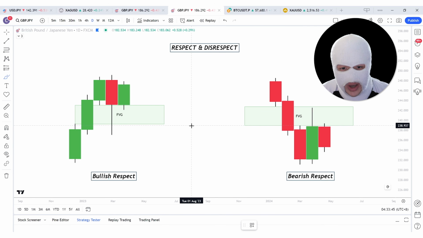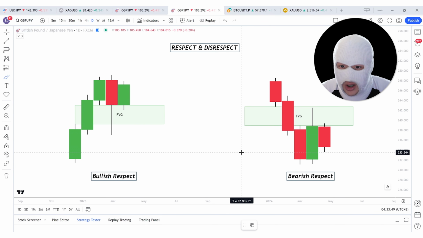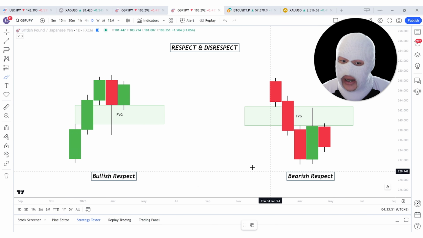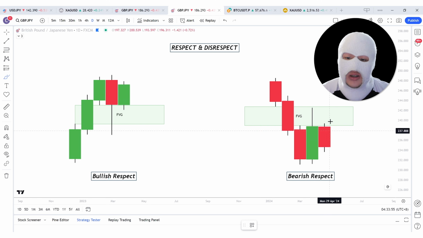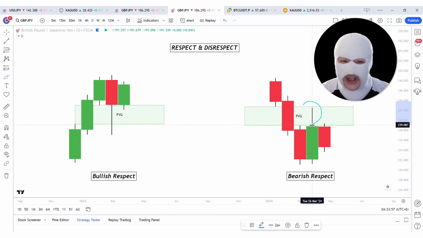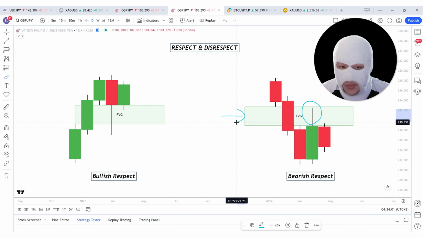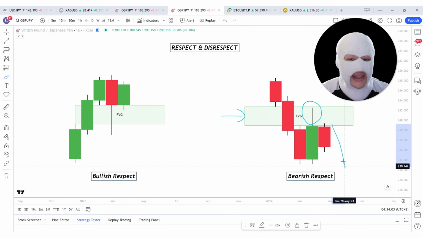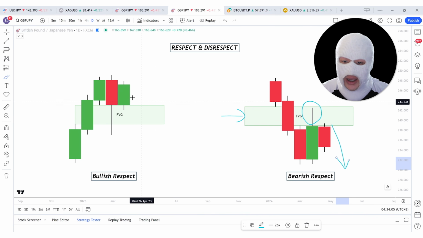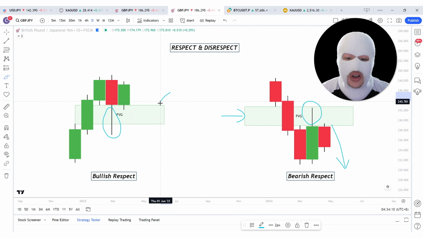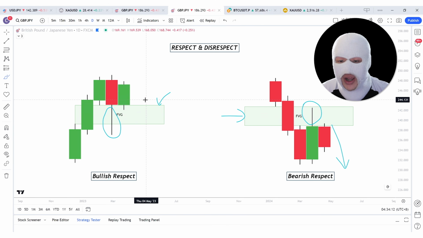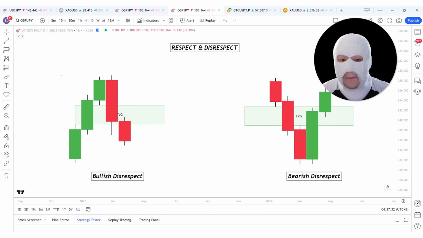So what does a respect and disrespect candle look like? For a respect candle, we have a bearish respect and a bullish respect. A bearish respect is where the candles have a long wick at the top, which indicates that we are respecting a premium array. So price reacts at this premium section and dumps. On the other hand, a bullish respect candle is when we have a long wick at the bottom, indicating that we are respecting a discount array. So price reacts at this discount section and pumps.